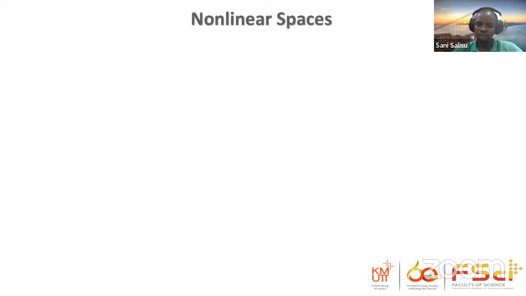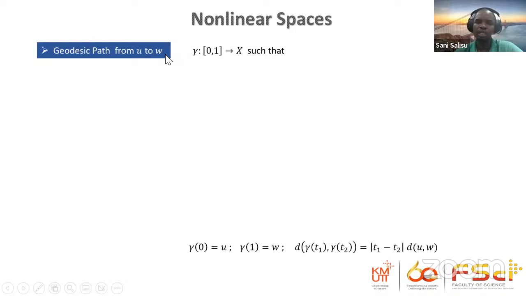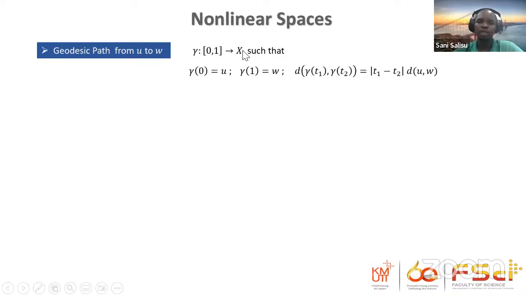Firstly, I would like to address that this aspect of variational inequality can be studied as well in nonlinear spaces. The first thing to consider, for example, is geodesic paths from U to W. By geodesic path here, we simply mean an isometric mapping from an interval [0, 1], where you can have gamma of 0 equals U, and gamma of 1 equals W, and this is satisfied. So first, of course, you need to have a metric space. When you have a metric space, you need two points, u and w. When you take two points u and w and you have a map, let's say gamma, that satisfies this assumption, then that gamma is usually called a geodesic path from U to W.